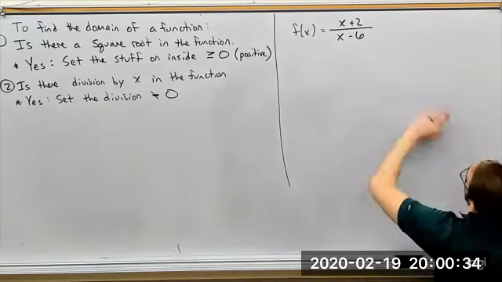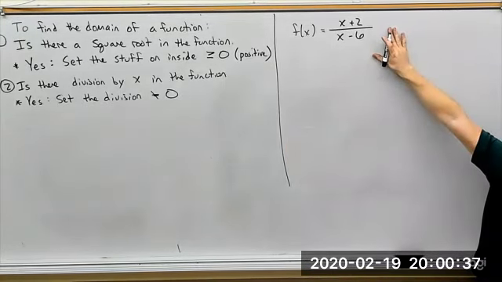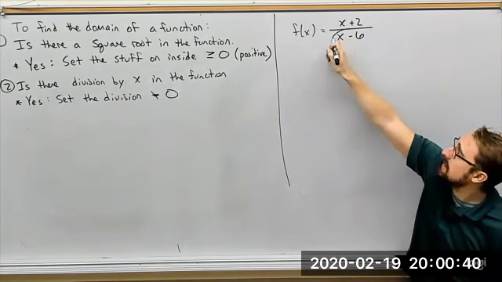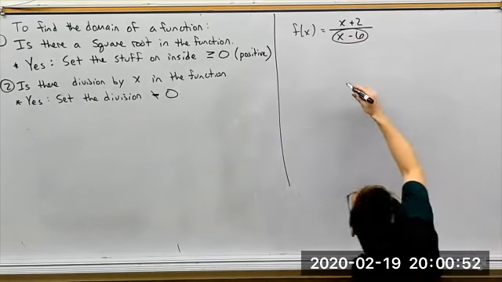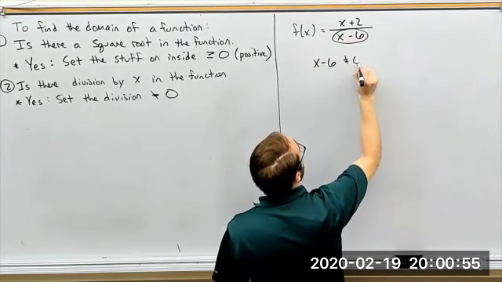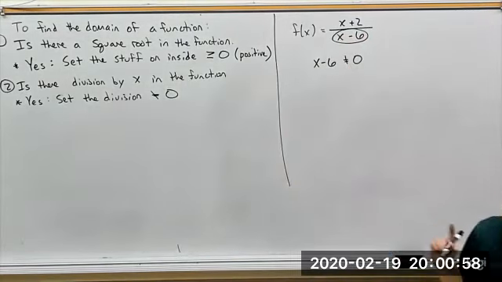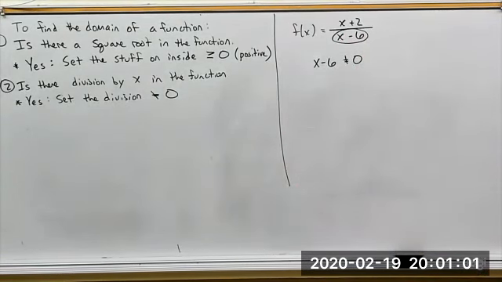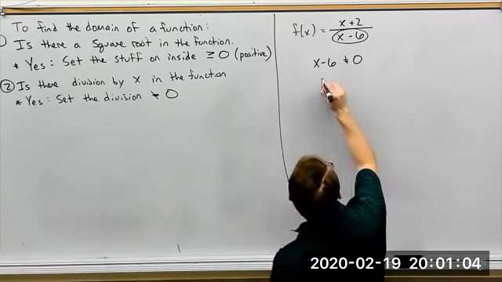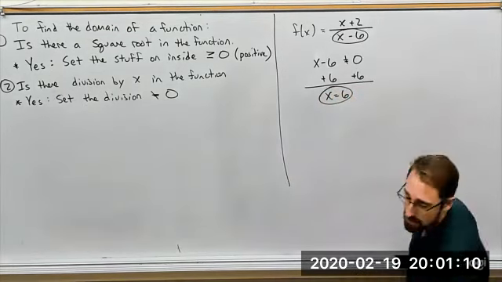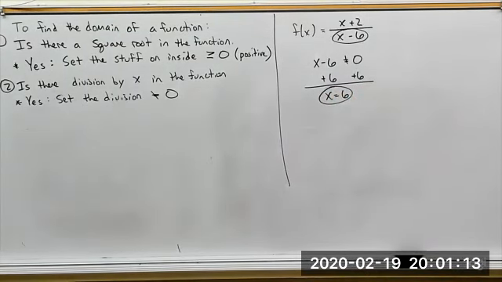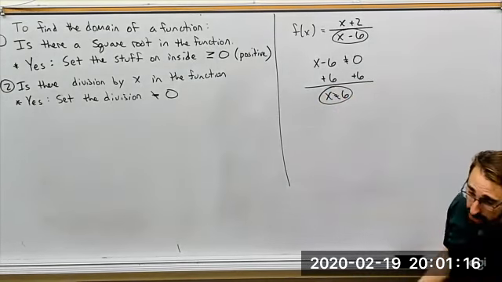So on this problem, do we have division by x? What are we dividing by? X minus 6. Is everybody okay that we're dividing by x minus 6? What can't x minus 6 be equal to? It can't be equal to 0. Okay? X minus 6 cannot be 0. What does that mean for just x? We're going to get the x by itself by adding 6. X does not equal 6. We can't have x equals 6. If x equals 6, we're in a lot of trouble.